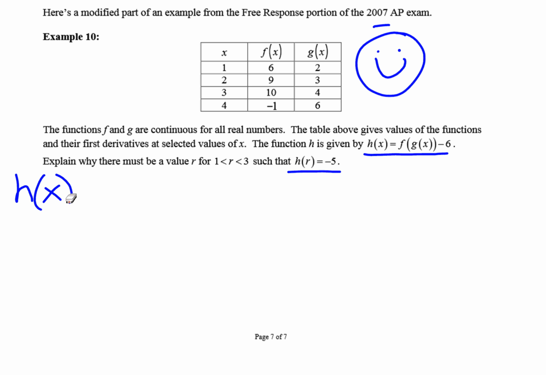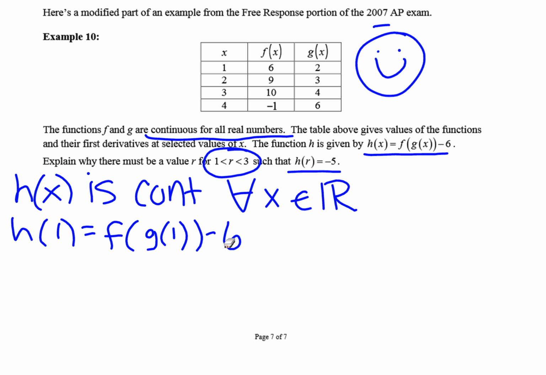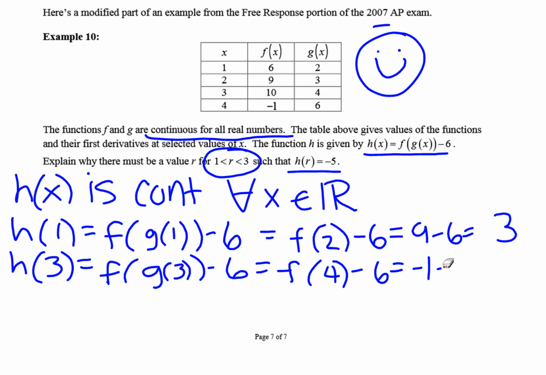So first, we need to satisfy the hypothesis. h of x is continuous for all the numbers, because f and g are continuous for all the numbers. We're testing on this interval, so we're going to find h of 1, which is f of g of 1 minus 6. That is, let's see, g of 1 is 2. f of 2 is 9. So it looks like that's 3. Okay, we'll test the other end. h of 3 is f of g of 3 minus 6. g of 3 is 4, f of 4 is negative 1, minus 6 equals negative 7.